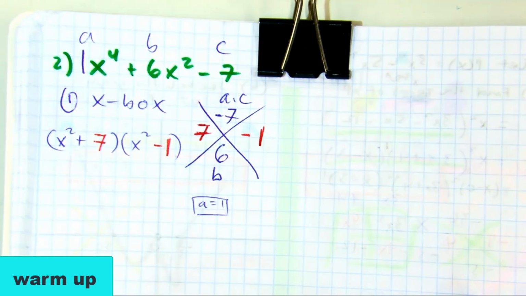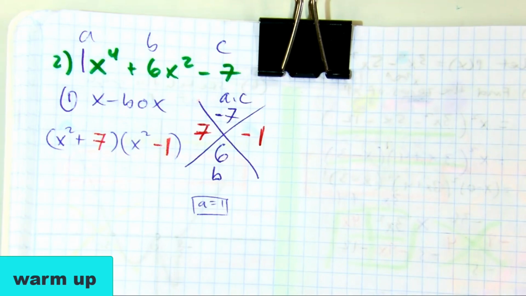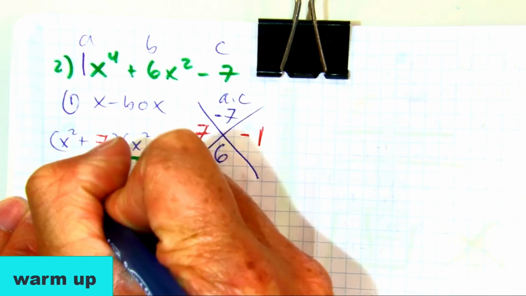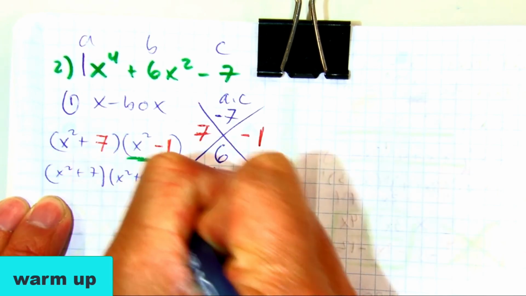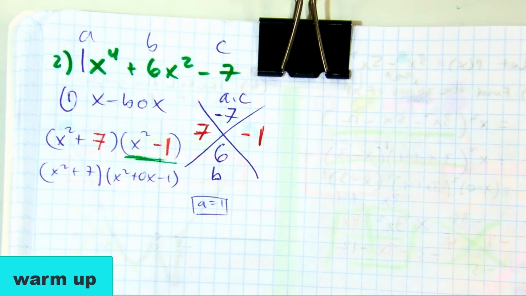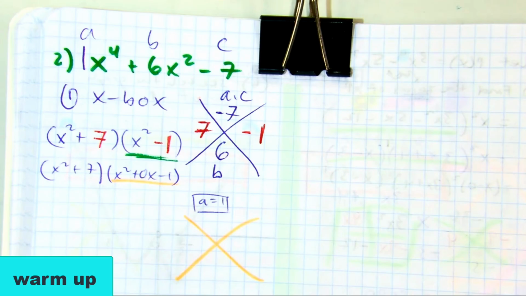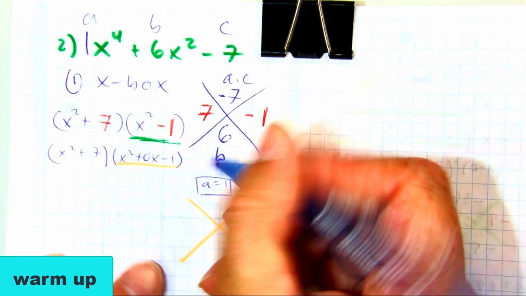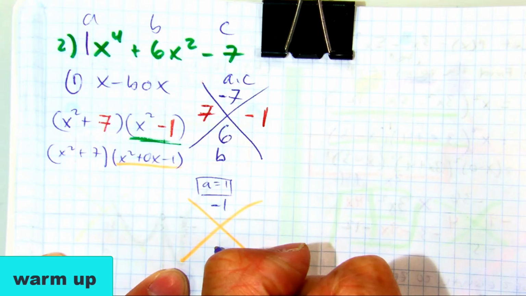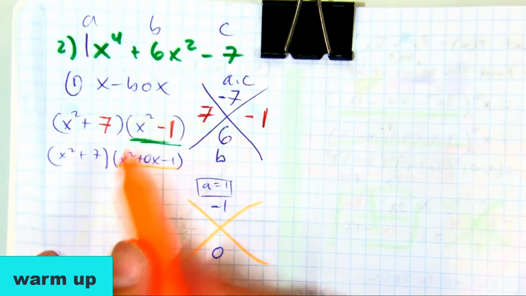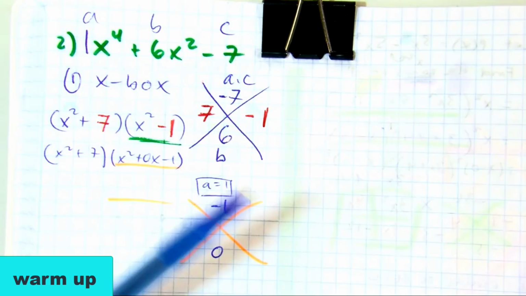Are we all done? No. This one also has a 0. X squared plus 7 times x squared plus 0x minus 1. Do you see that? You can use the x again if you want. Cos a times c, b value. Two numbers that multiply to be negative 1 but add to be 0. Negative 1 and positive 1.